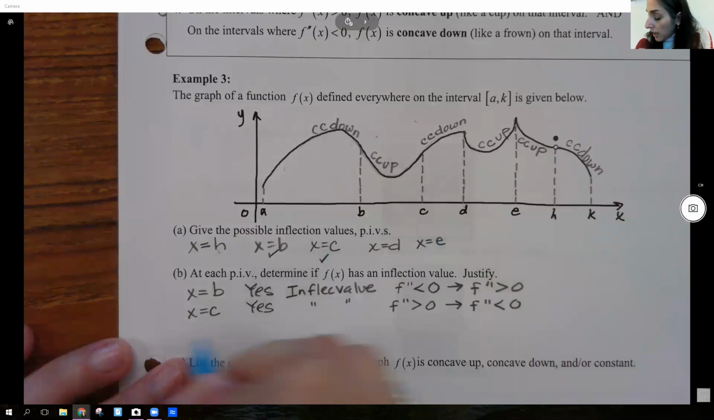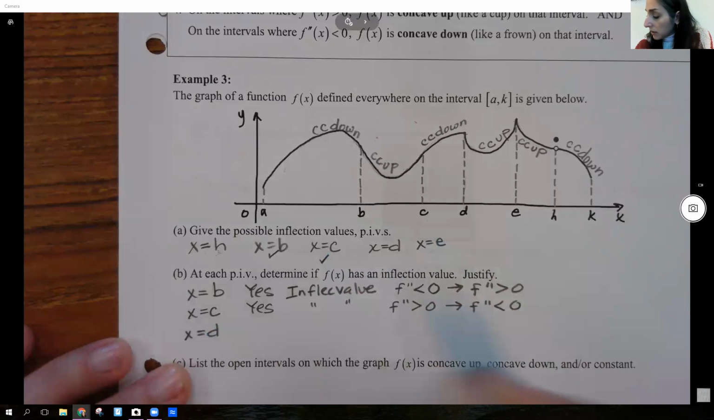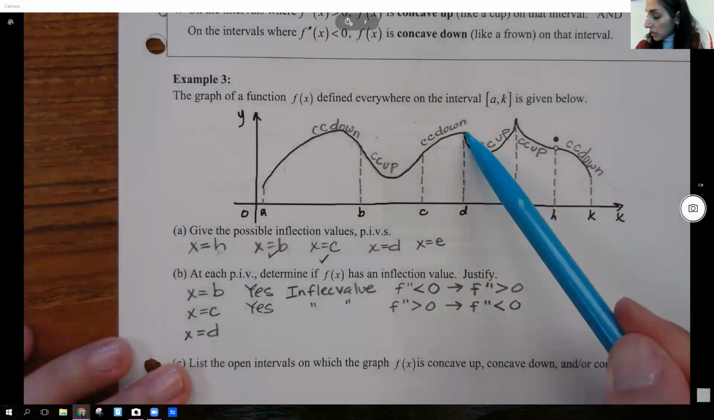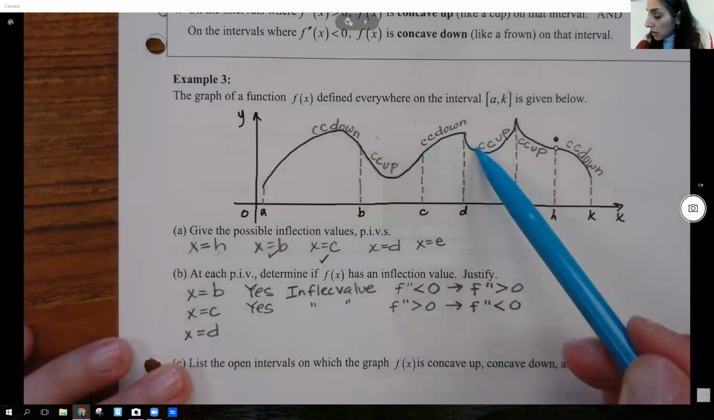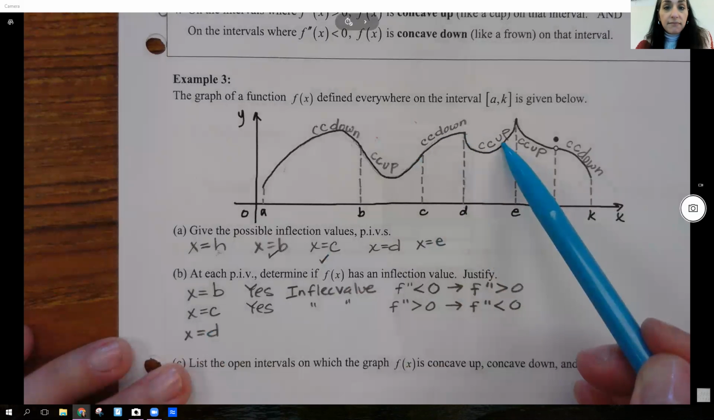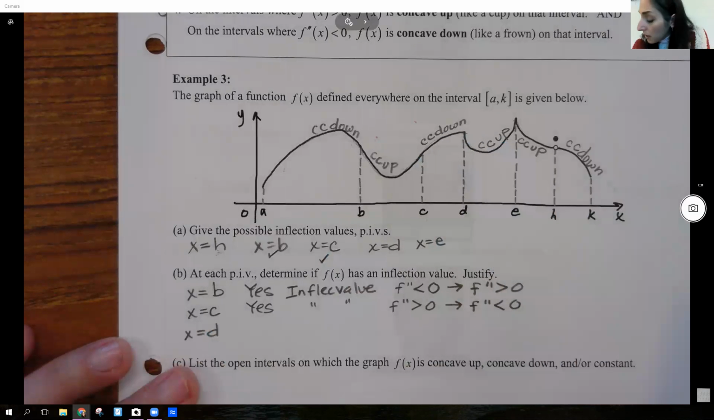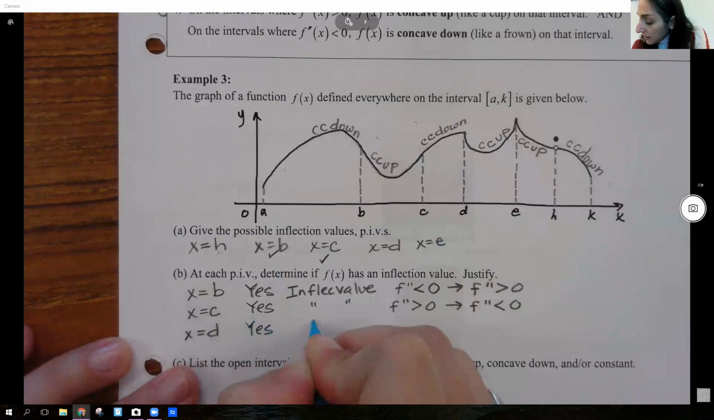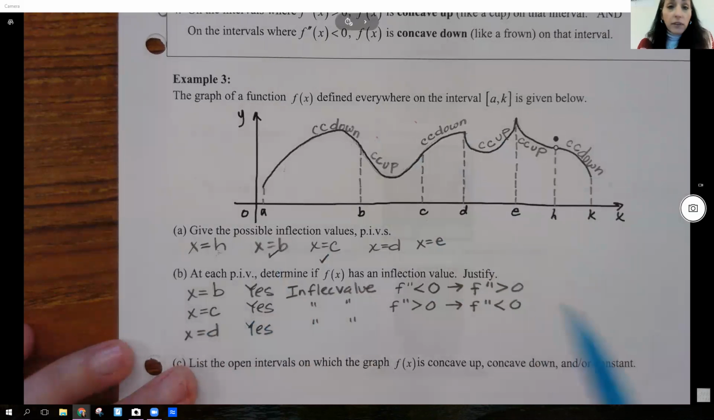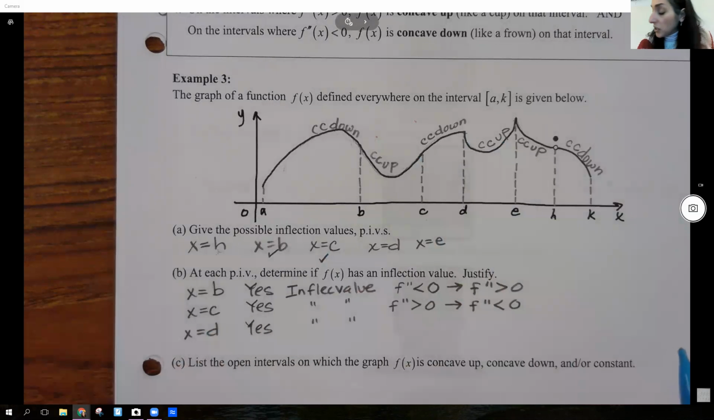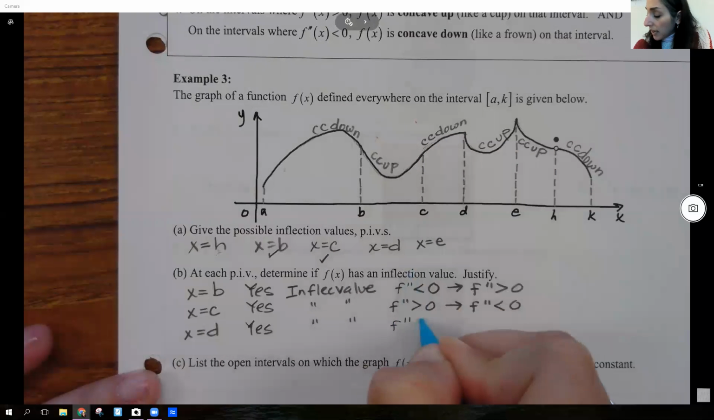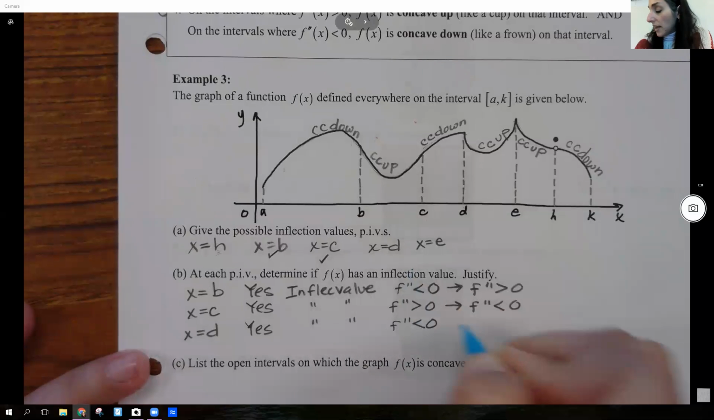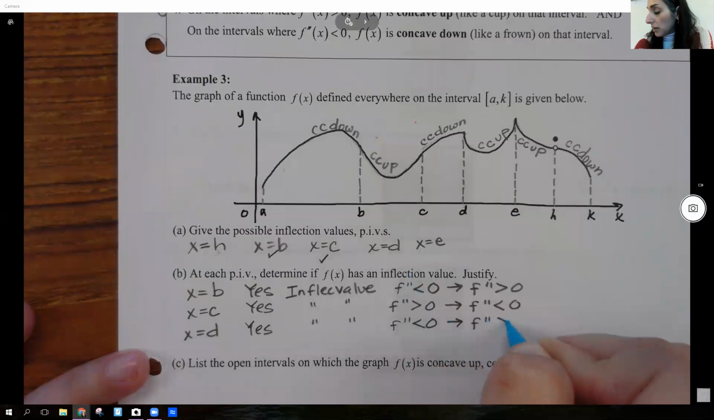Okay, did C. At X equals D. All right, so D, what do you think? That's a yes, right? So D is a yes. That's an inflection value. Why? Even though it's a cusp, still an inflection point. It's where the second derivative doesn't exist. But it's because we change from concave down, so second derivative is less than 0, to concave up.